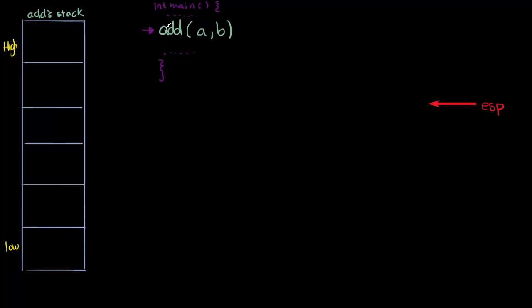So when we get to that line of our code, when we first call add, what's going to happen is the arguments of add are going to get pushed onto its stack. So in what order? Well, it's going to be in the order of right to left. So first B is going to get pushed on, then A. And once those are pushed on, another thing is also pushed on called the return address.